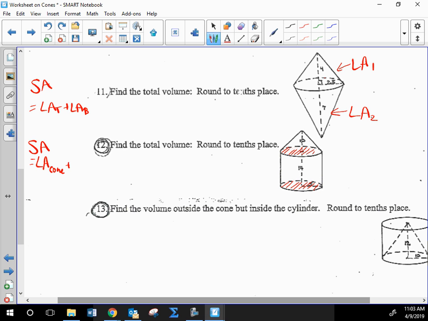Now for my cylinder, what do I want? The lateral area plus one base. Or I could say surface area minus one base, however you want to go about it. So I would do my lateral area of the cylinder plus one base. Again, you could say surface area of your cylinder minus this base. Okay.